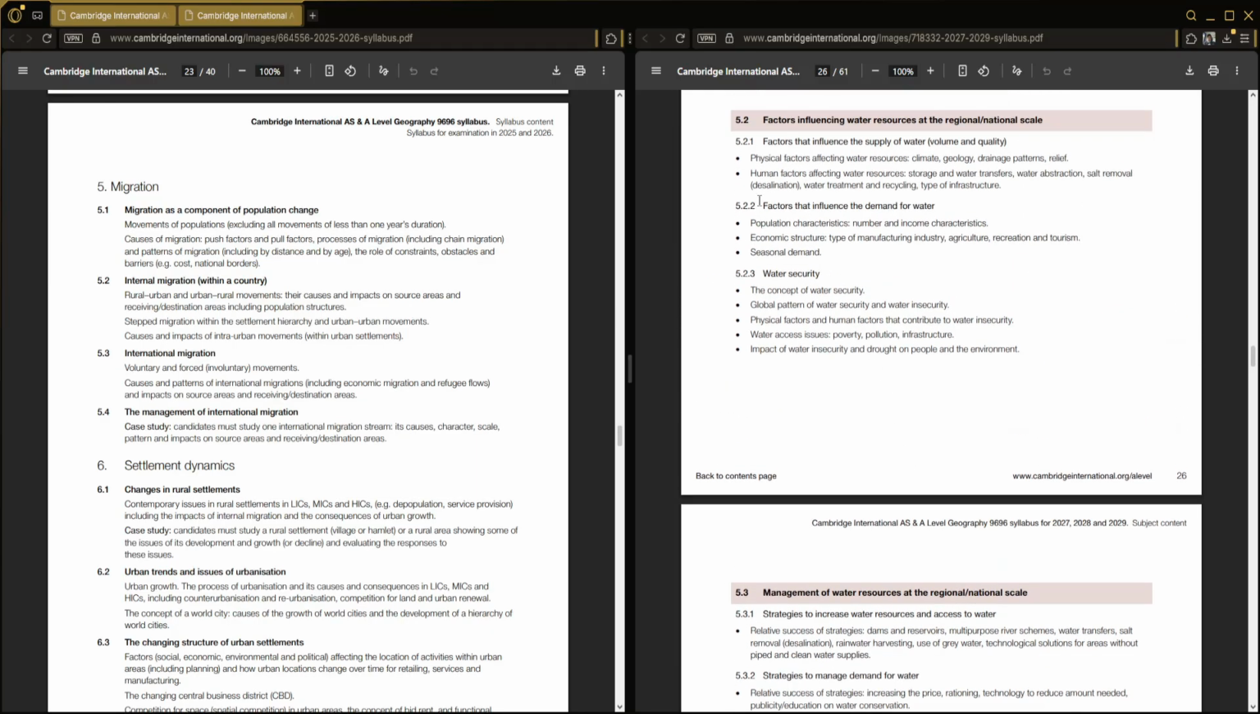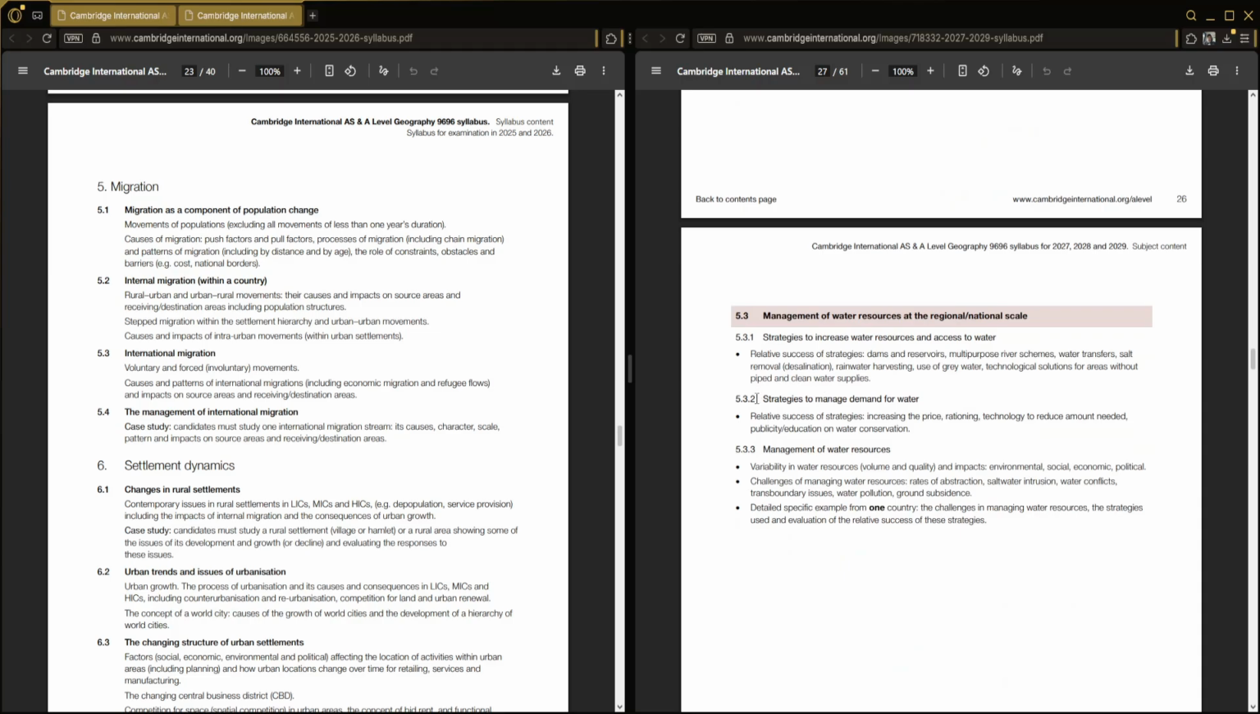5.3.2, strategies to manage the amount of water. So as you can see here, this is talking about the amount of water, how you can manage water. You can teach people about how water is very useful and we need to conserve water. You can have water efficient systems like sprinklers. You can try to make water more expensive so people buy less water, but obviously it's relative success, so not all these things are successful.